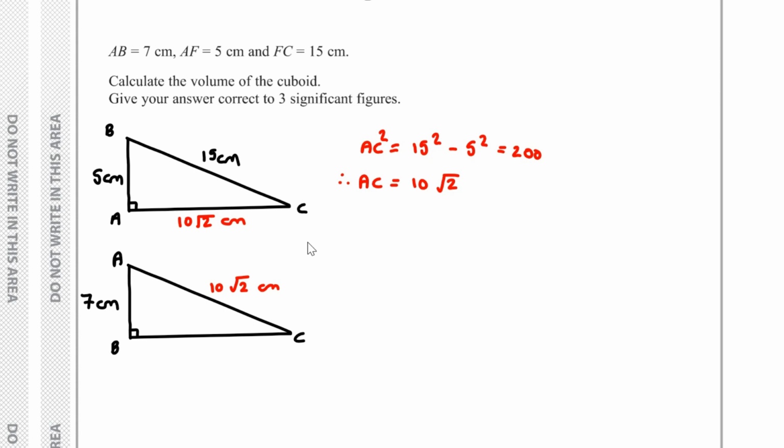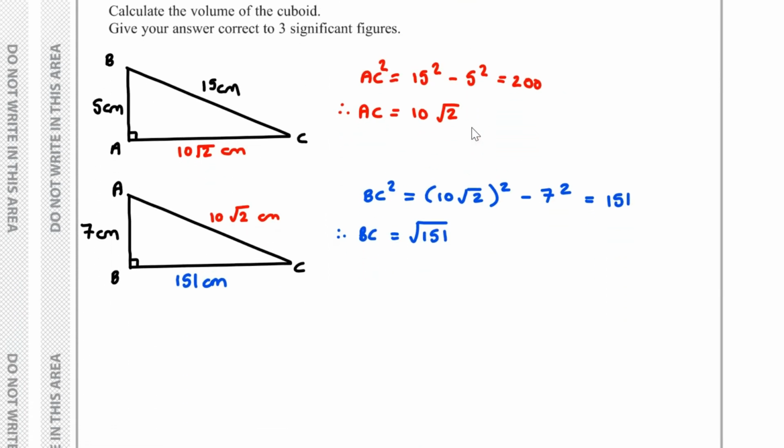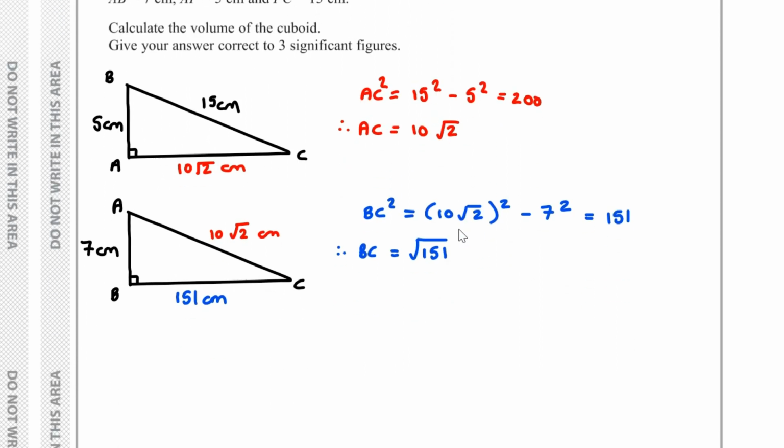So here we can use Pythagoras again. So here we've got BC squared equals 10 root 2 squared minus 7 squared. So if we work this out, we've got 200 take away 49, which is 151. So therefore BC is equal to square root 151. So here we've got root 151 centimeters.